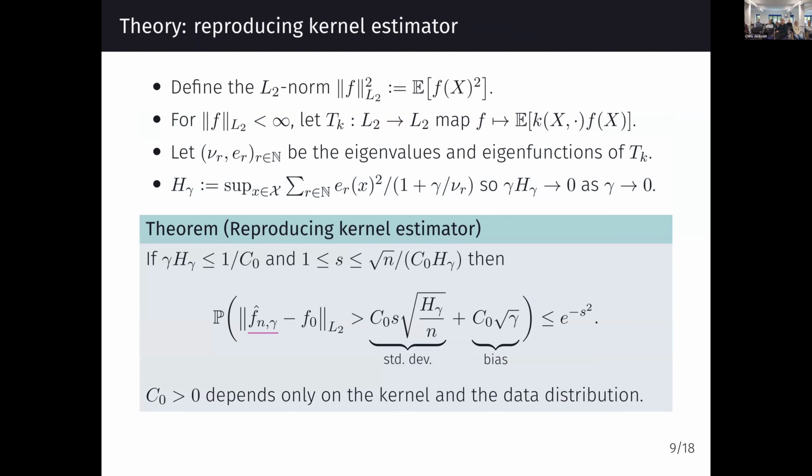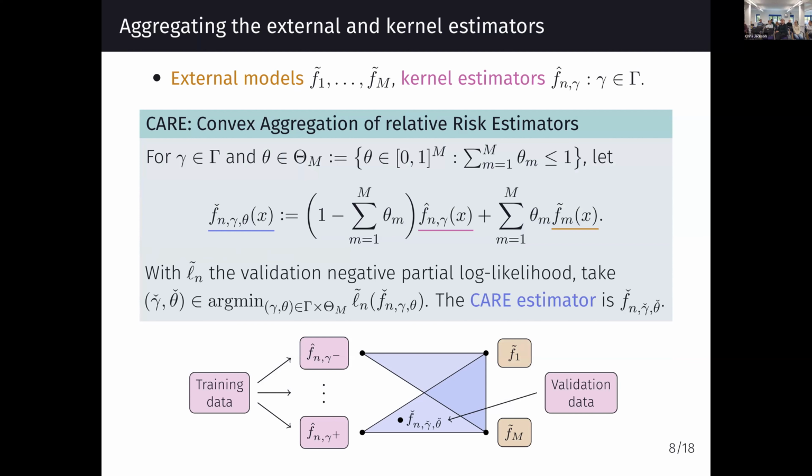Okay, so any questions on the methodology so far? Yes. Why do you choose to use kernel estimator rather than spline estimator or neural network estimator or other non-parametric estimator to estimate F0?